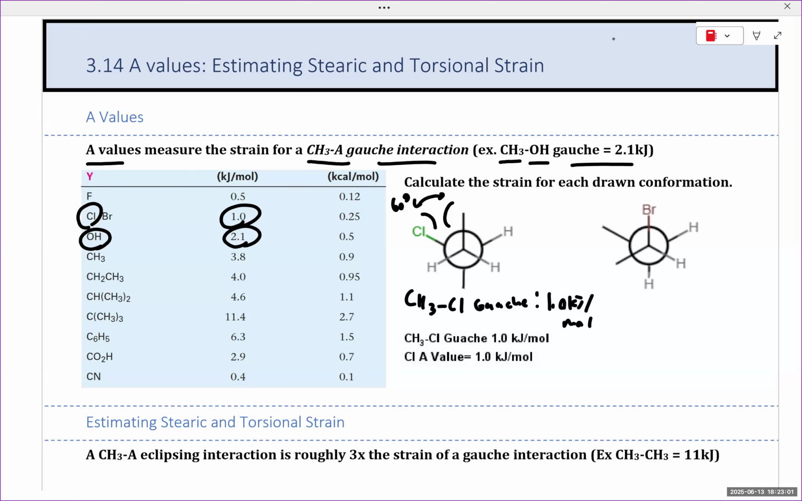So A values are incredibly useful as a way to estimate how much strain a substituent is going to introduce to a given conformation and to your overall structure. Given what we've seen, I'd like you to apply what you've learned to the following example, and I'd like you to calculate the total strain for this conformation, which is another gauche conformation. And I'll give you a hint right now, there are two gauche interactions at play here. So pause the video, take a few moments to work on this example, and then we'll discuss.